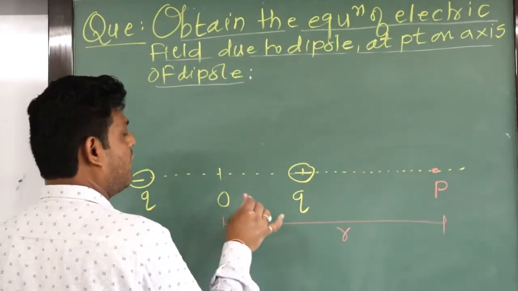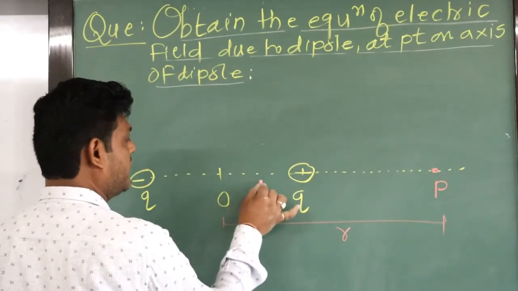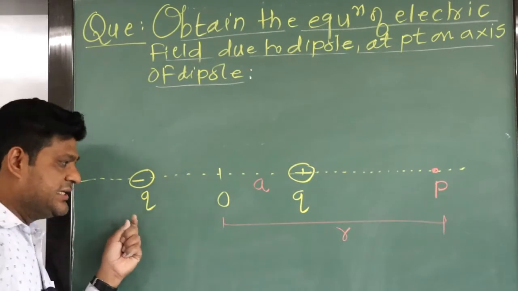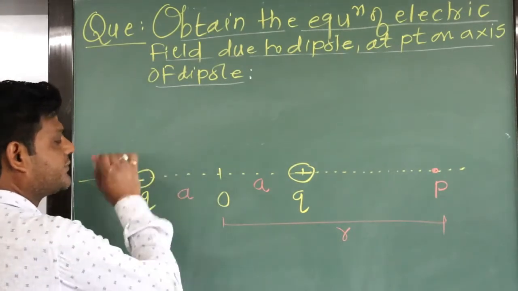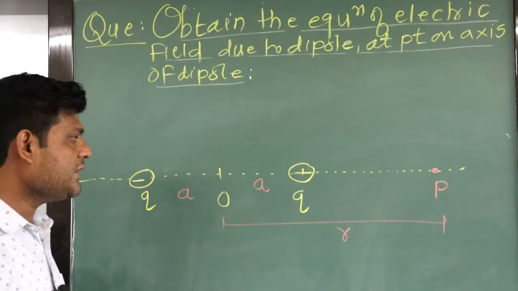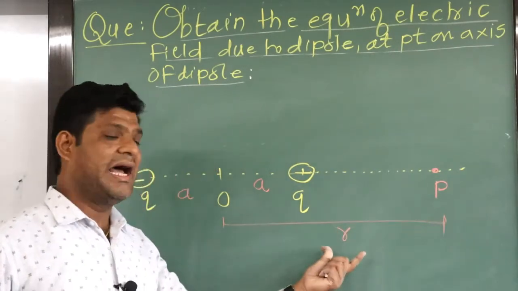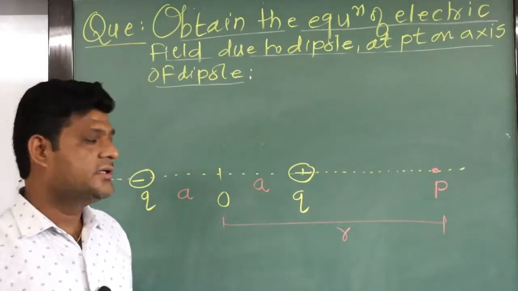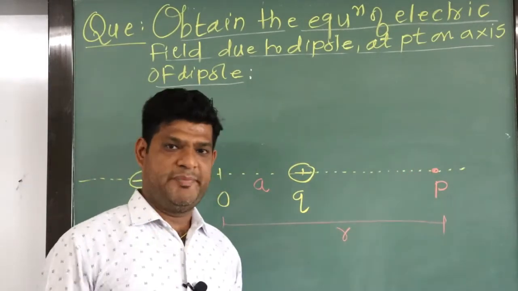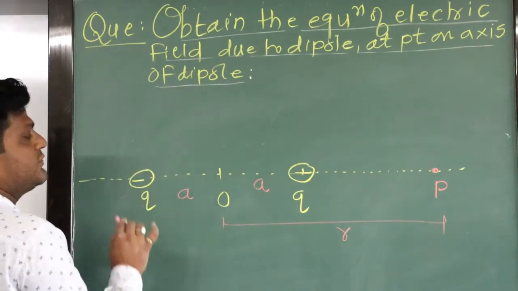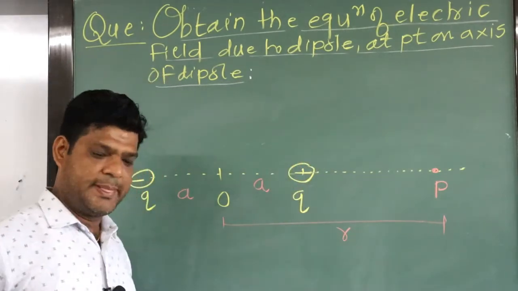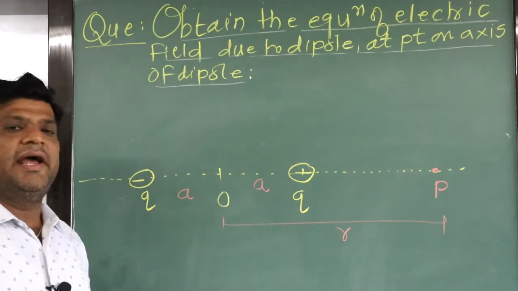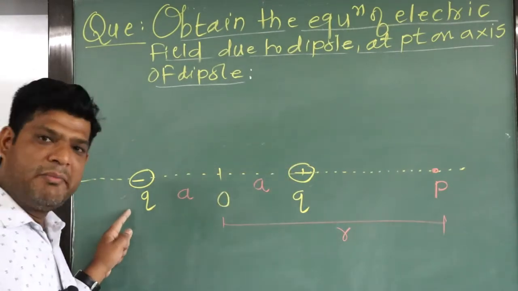The distance of the plus q charge from O is a. Similarly, the distance of the minus q charge from O is again a. The point P is at a distance r from O. We are interested in finding the electric field at point P due to the minus q charge and due to the plus q charge. First of all, we will see what the electric field at point P is due to the minus q charge.